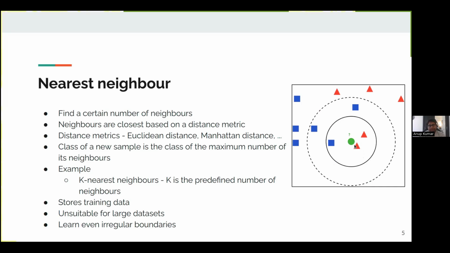red triangle. When we take a bigger number of neighbors, for example 5 here, then the entire range of neighbors is represented by the dashed circle. Then we see that there are 3 neighbors of the green dot which are blue squares, and only 2 red triangles. Then the class of this green circle becomes blue square.